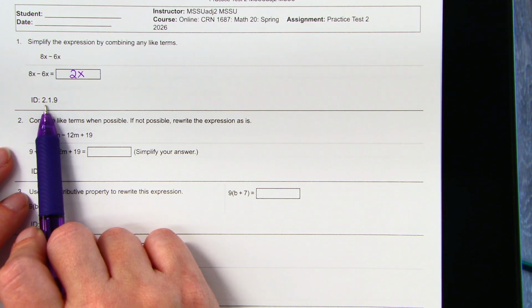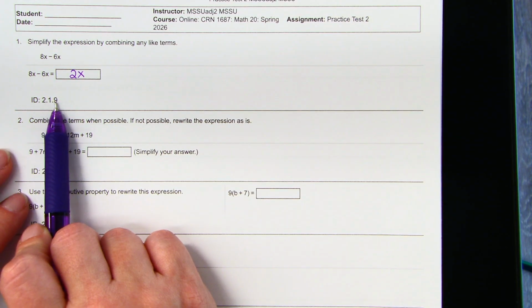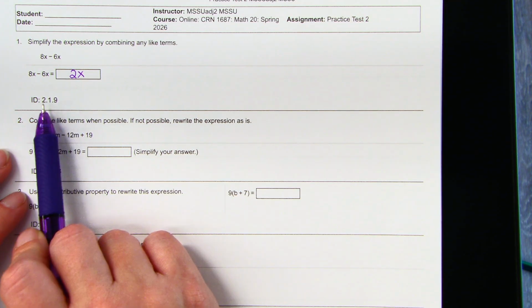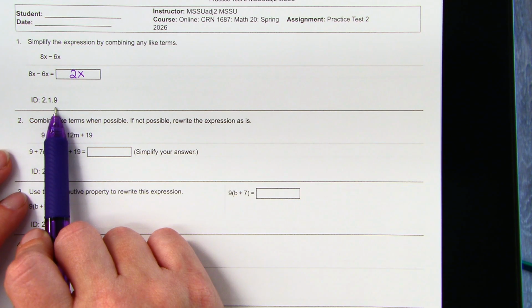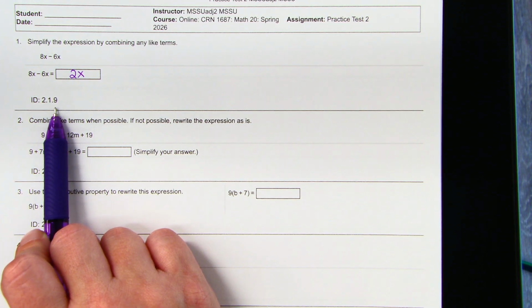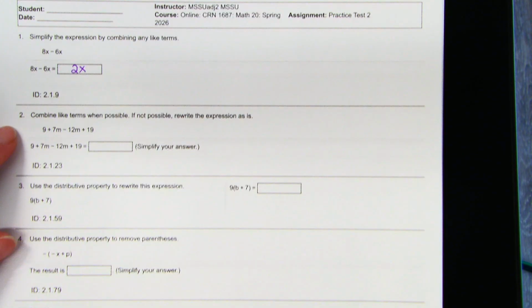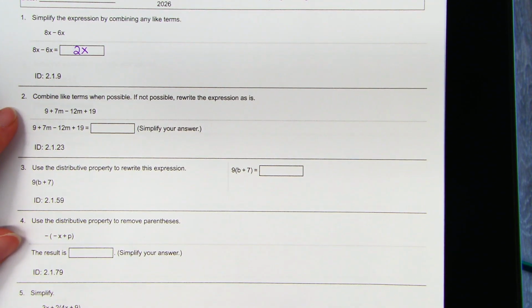The first number tells you it's chapter 2. The second number tells you that it's in section 1. So that way, if you do get stuck on a specific problem, you can look at the ID that goes to that problem, and you can go back then to that corresponding homework or that corresponding section to get some review.